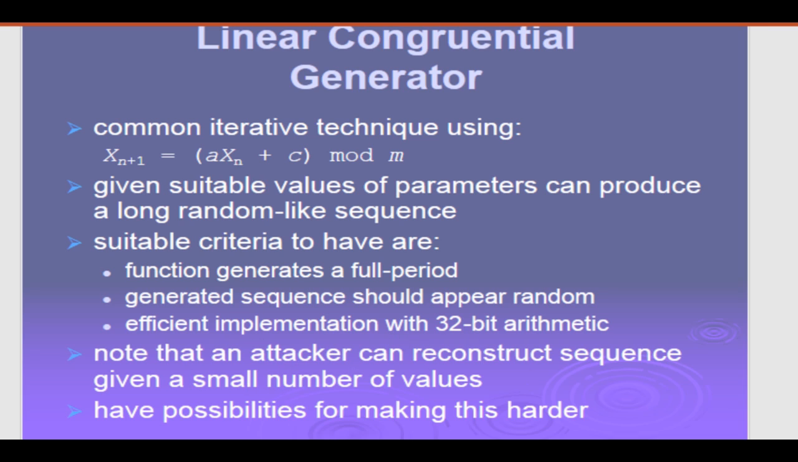You should also note that an attacker can reconstruct the sequence. If the attacker has good knowledge, he can reconstruct the sequence and find out the randomness. That's why you need to be very careful while choosing the values. There is also the possibility of making this harder. You can make it even harder by choosing different values. So this is about random numbers.